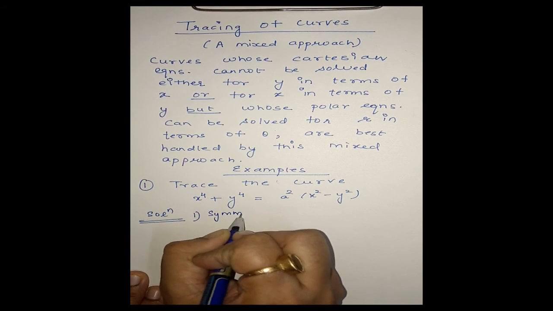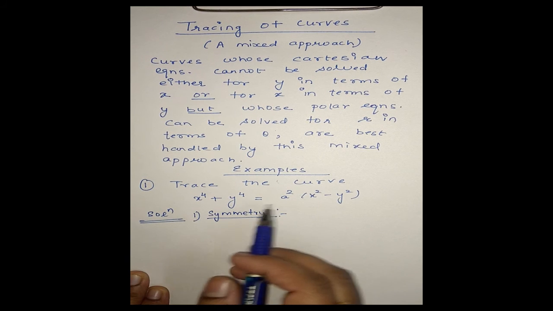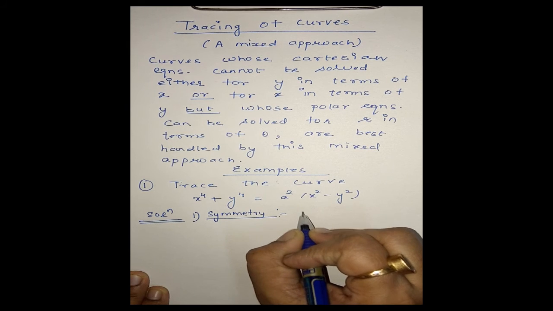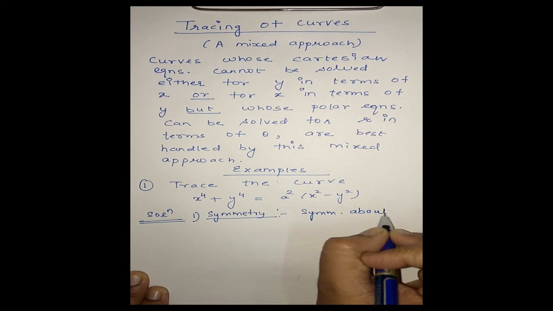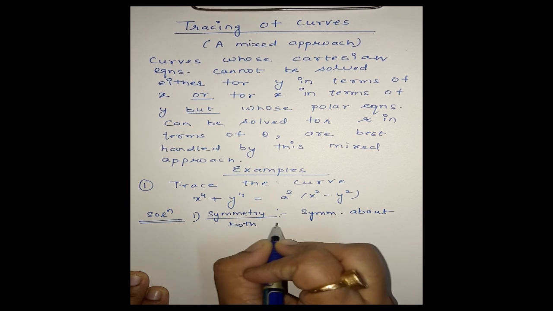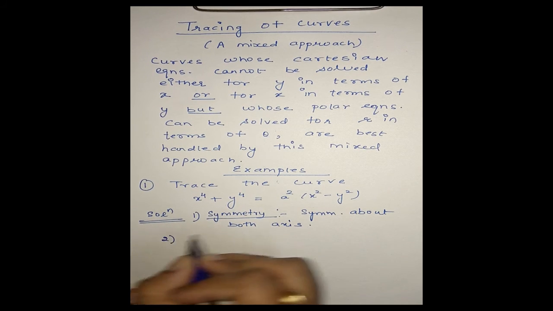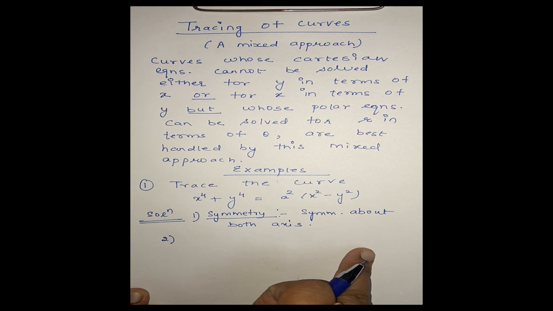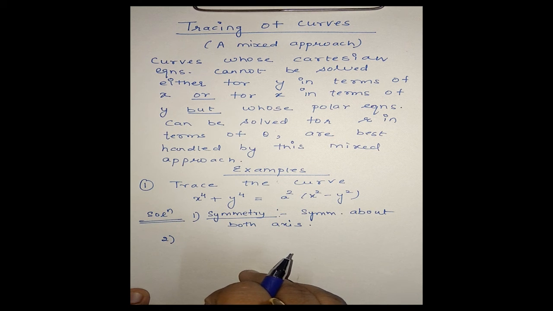First step is symmetry. Since here we have everywhere x power is even and y power is also even, therefore this curve is symmetric about both axes. About both axes means about x axis and y axis. That means in order to trace this curve, it is sufficient to trace the curve in the first quadrant and then taking its symmetry about y axis and then taking its symmetry about x axis.